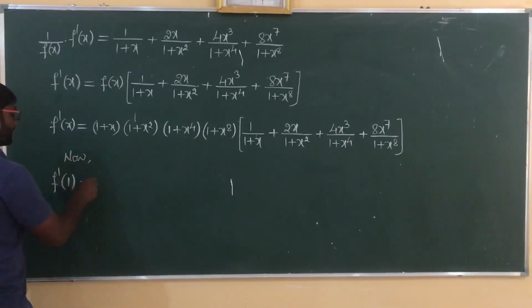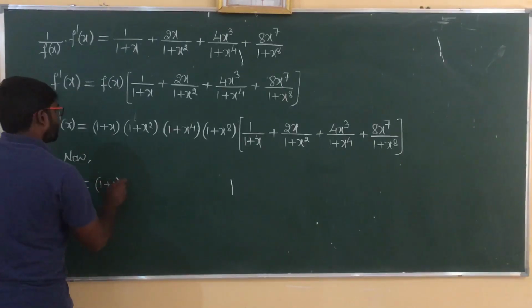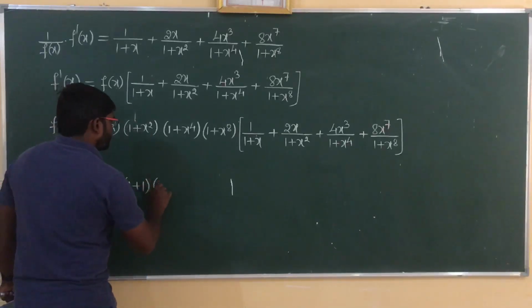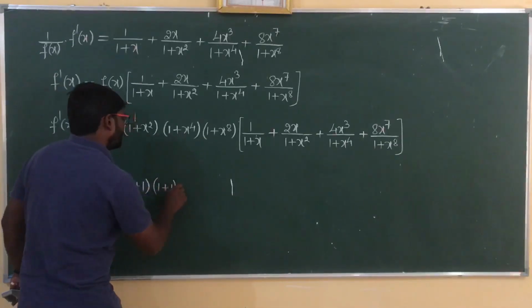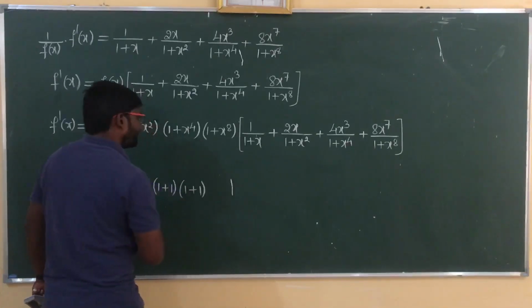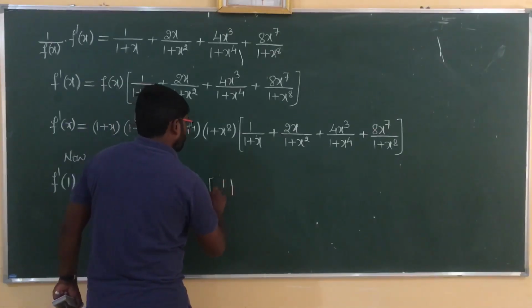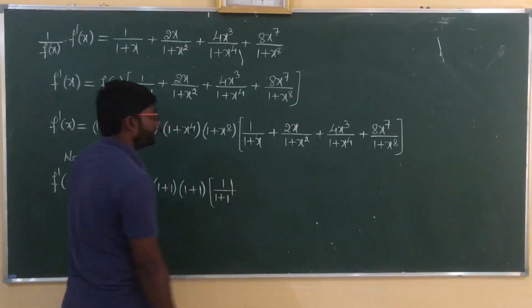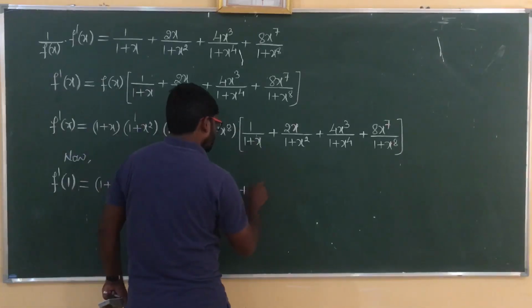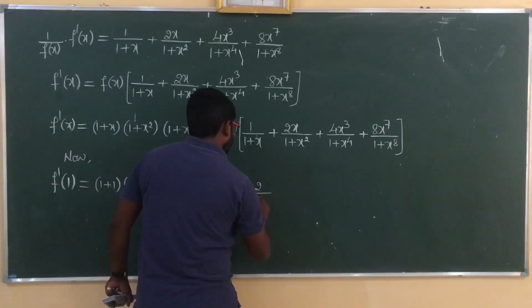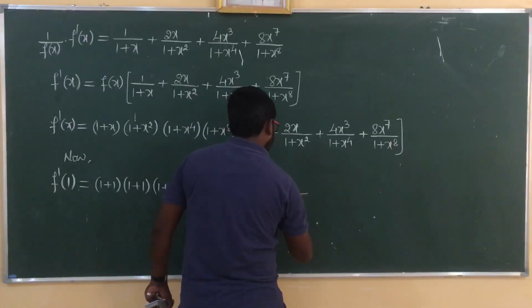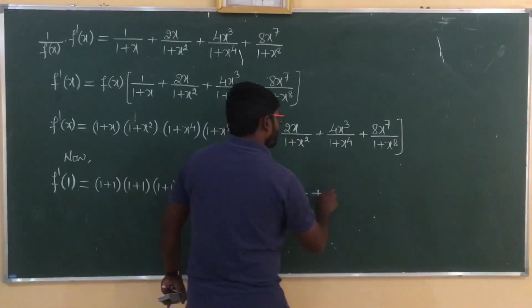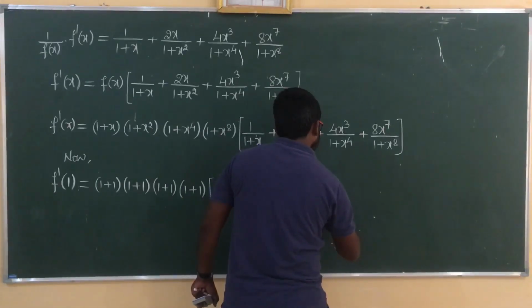Replace x by 1 now. So we get 1 plus 1 and then 1 plus 1 squared is again 1. Then 1 plus, in place of x I have to write 1. 1 to the power 4 is again 1, into 1 plus 1 to the power 8 is 1. So into the bracket 1 divided by 1 plus 1, then plus 2 into 1, it is 2 divided by 1 plus 1, plus 4 divided by 1 plus 1, plus 8 divided by 1 plus 1.